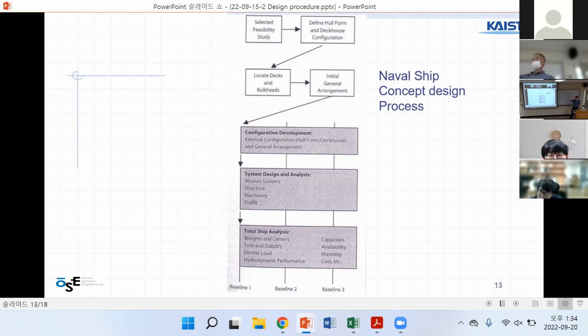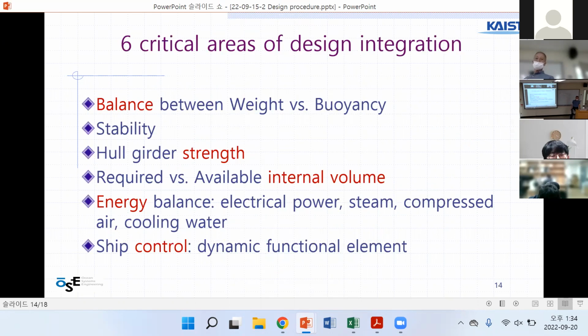Similar to the design spiral. Critical areas of design integration. Balance is important: balance between weight and buoyancy. We tested whether your body goes down to the floor or floats.